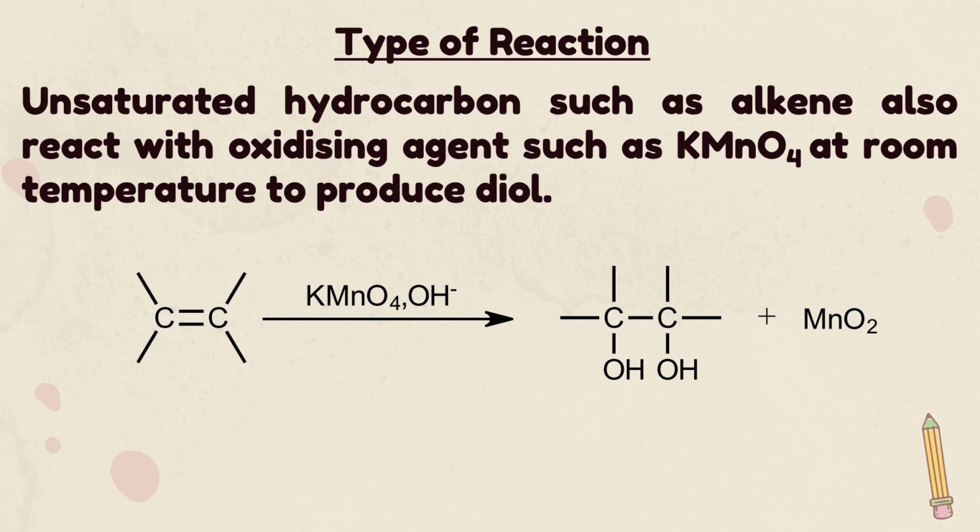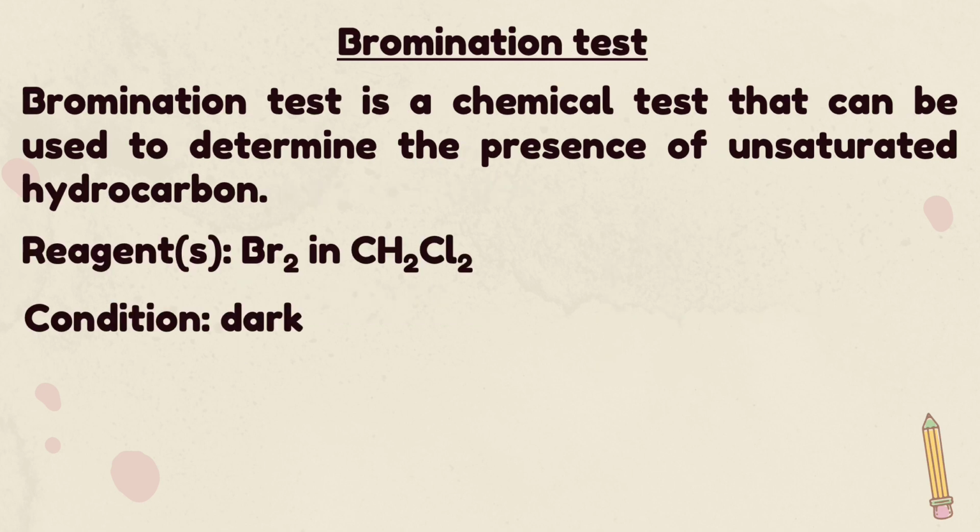Okay, so unsaturation test adalah test yang kita gunakan untuk differentiate between saturated dengan unsaturated. And dalam unsaturation test, we have two different tests. The first one, we have a bromination test. And the second one, we have a Baeyer test. So, bromination test ni is a chemical test which can be used to determine the presence of unsaturated hydrocarbon.